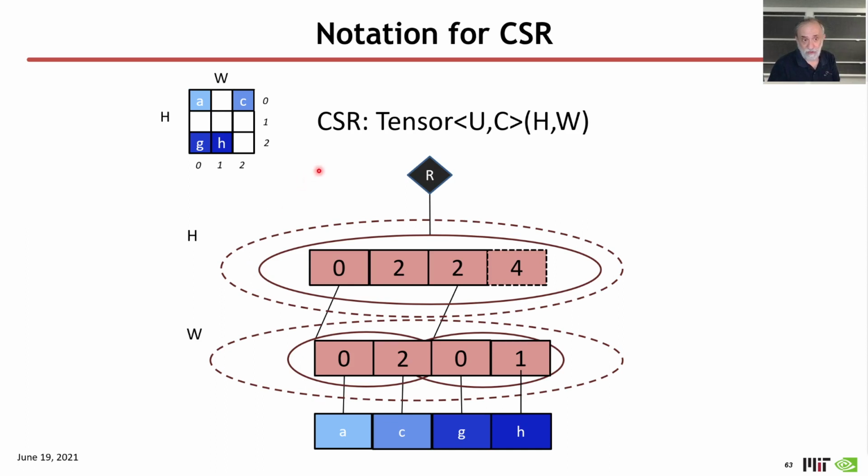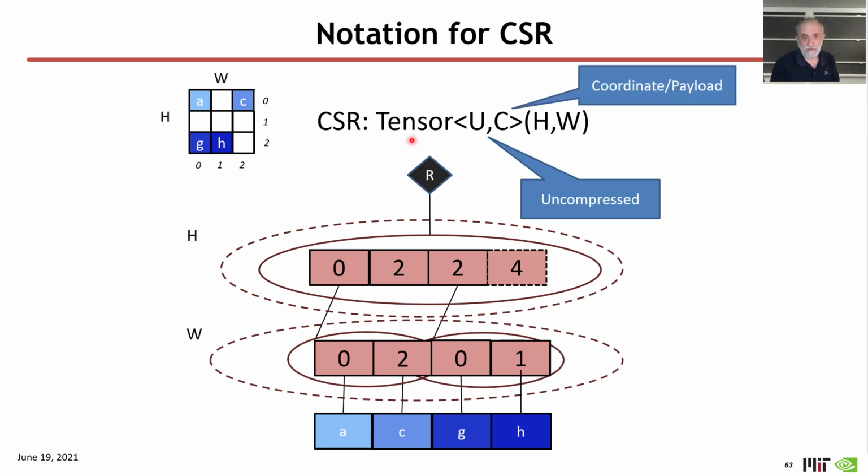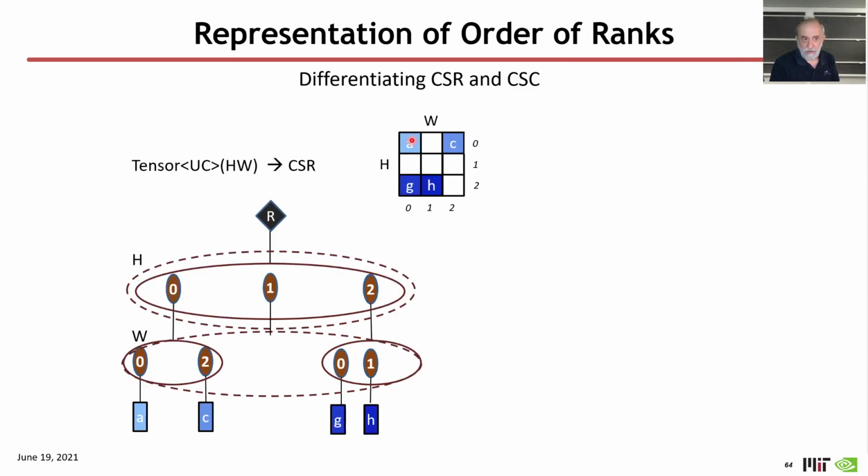And so I'm going to say, well, what is CSR? CSR is a tensor where the top rank is uncompressed, the bottom rank is a coordinate payload list, and then I have a rank order of HW. Now, so I have that representation. Tensor UC of HW goes to CSR.